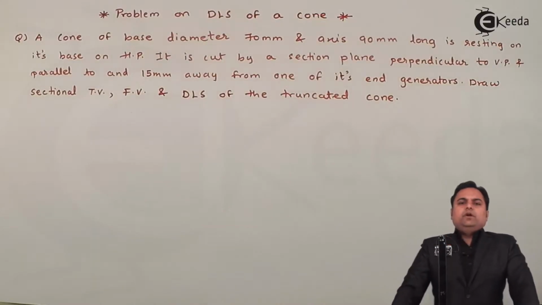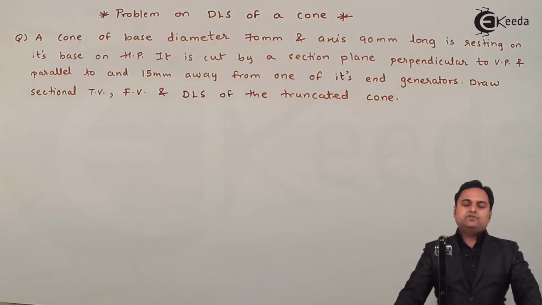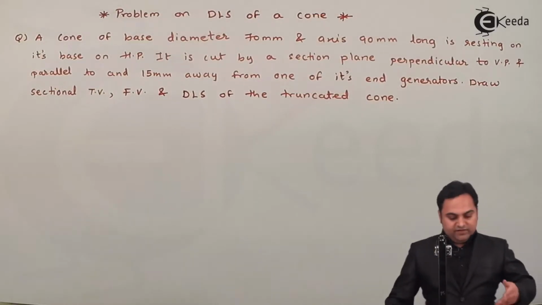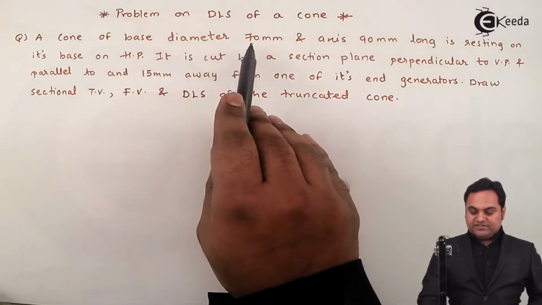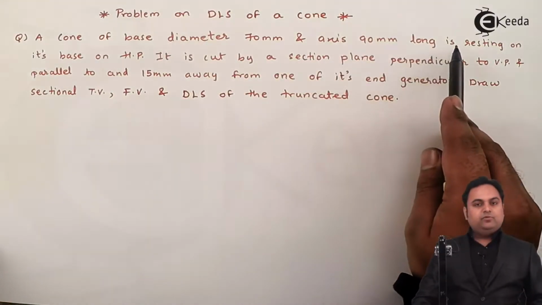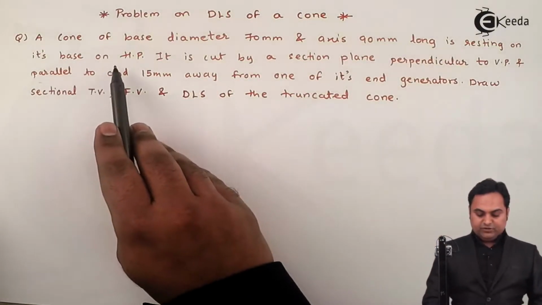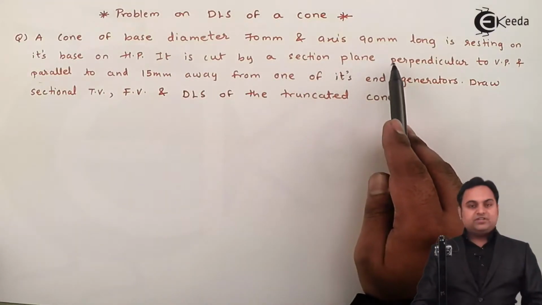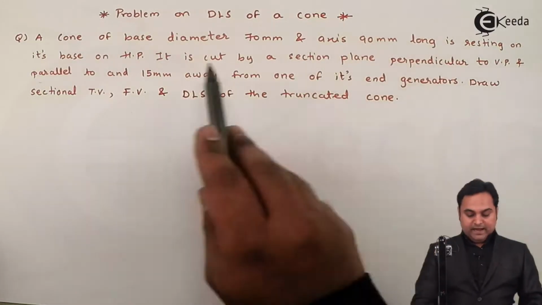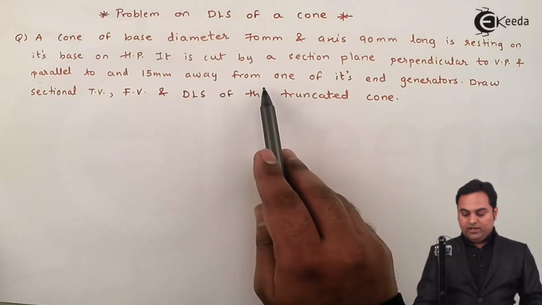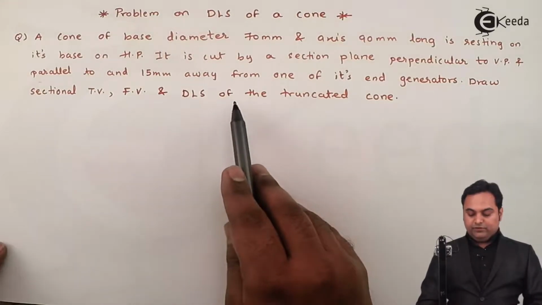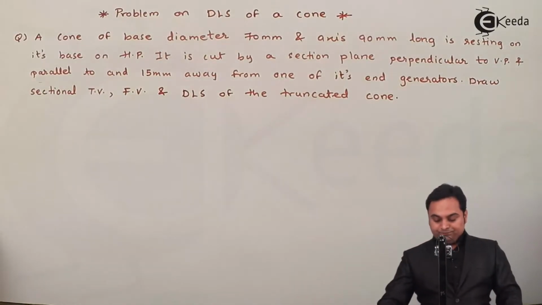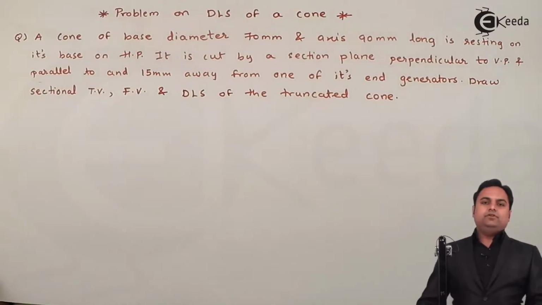Here in this video we are going to see a problem on DLS, that is development of lateral surface of a cone. For that, here we have a question. A cone of base diameter 70 mm and axis 90 mm long is resting on its base on HP. It is cut by a section plane perpendicular to VP and parallel to and 15 mm away from one of its end generators. Draw sectional top view, front view and DLS of the truncated cone. So this is the question in front of us.